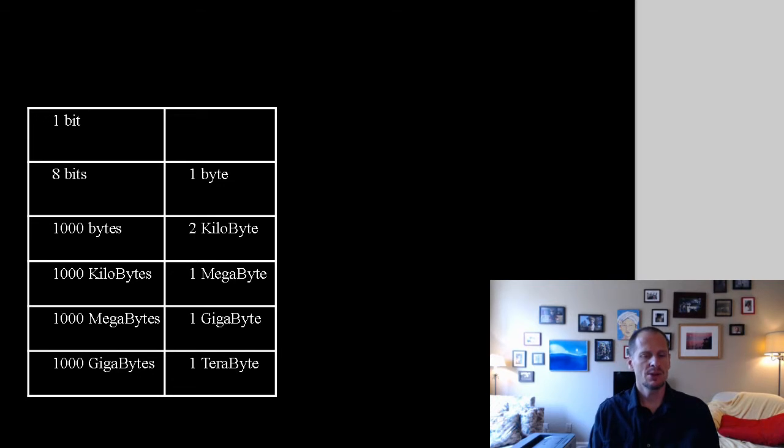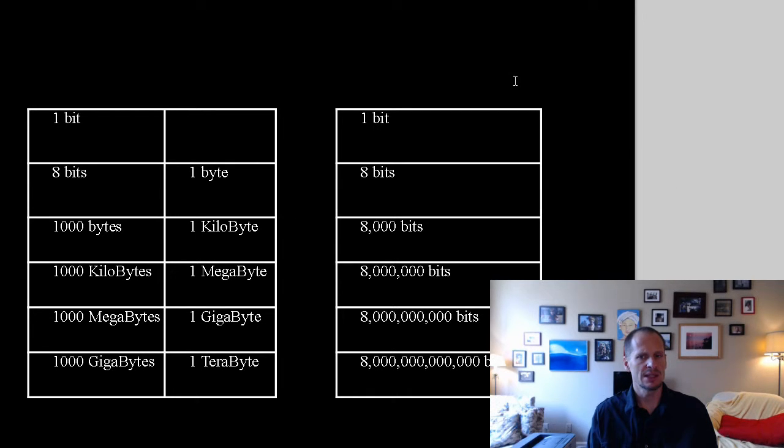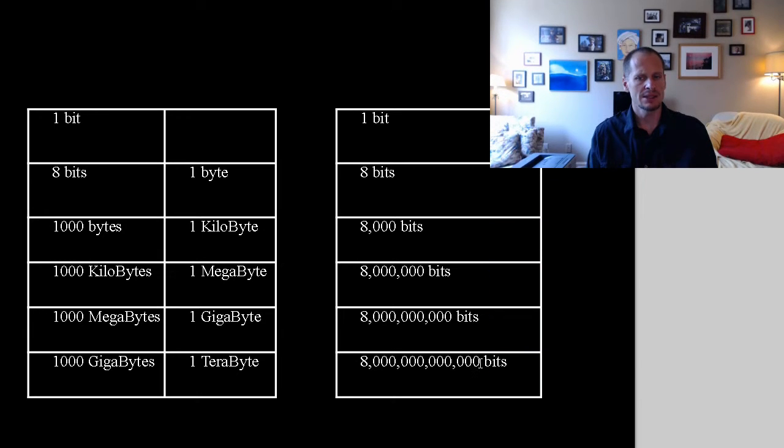Okay. So how do we figure out how many single zeros and ones, how many bits there are in a 2 terabyte drive? I like just using this little thing right over here to the right. And if there's 8 trillion bits in 1 terabyte, then we've got 2 times that, or 16 trillion bits in a 2 terabyte drive. 16 trillion single zeros and ones.